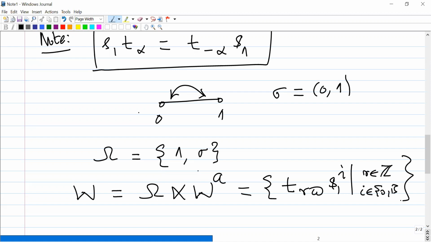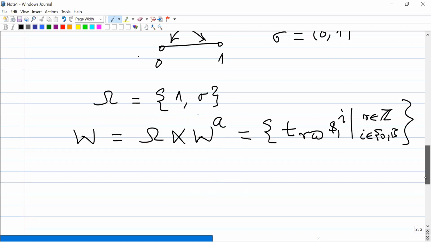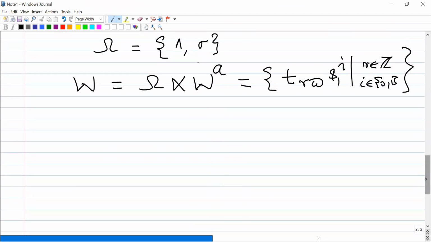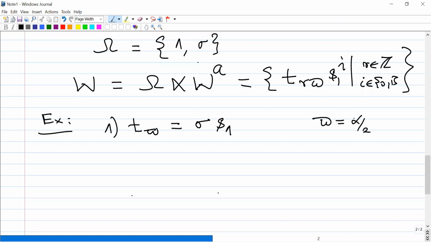How can one prove this? I stated this as an exercise. Observe that T omega is given by sigma S1. Recall that omega is nothing but alpha by 2, that is the fundamental weight.